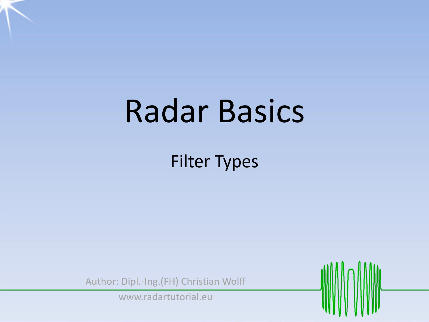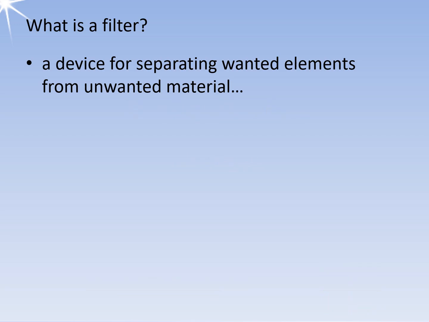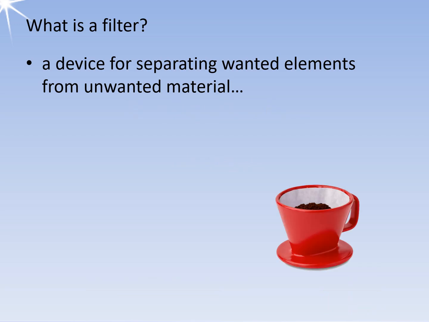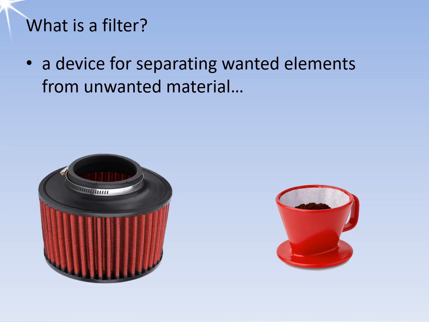This video describes analog and digital filters used in signal processing. Anyone can imagine a coffee filter or an air filter for an internal combustion engine. The purpose of an air filter in a car is to remove solid particles, dust or sand, from the air, while a coffee filter is used to remove coffee grounds from the drink.